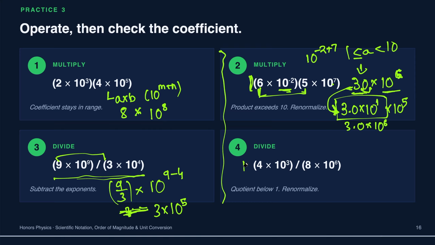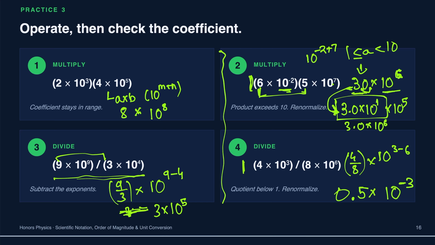Okay. Now over here, this is a bit more complicated as well. It becomes 4 divided by 8 times 10 to the 3 minus 6. 4 divided by 8 is 0.5 times 10 to the what? Negative 3.